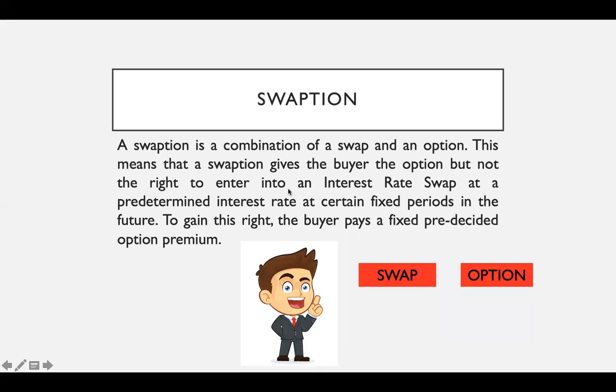What is a swaption? A swaption is a combination of a swap and an option. This means that a swaption gives the buyer the option, but not the obligation, to enter into an interest rate swap at a predetermined interest rate at certain fixed periods in the future. To gain this right, the buyer pays a fixed pre-decided option premium.